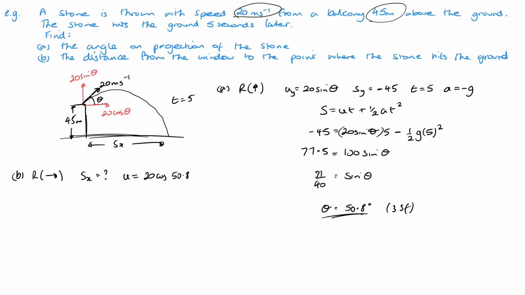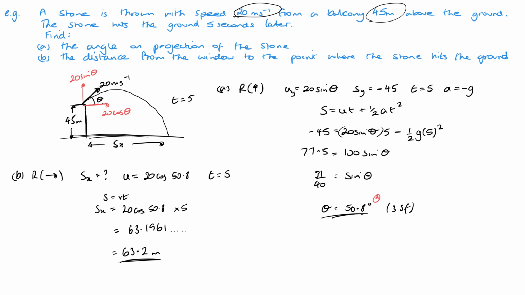I stored this particular value as A, just tend to store over previous questions. So that is what I'm going to be using here. And then time is obviously our 5 seconds. That hasn't changed. So S equals VT, or S equals UT. Like I said before, it doesn't really matter. Plug our values in. And that's it. So that gives me 63.1961 and so on. So 63.2 meters. And that's our horizontal distance there.